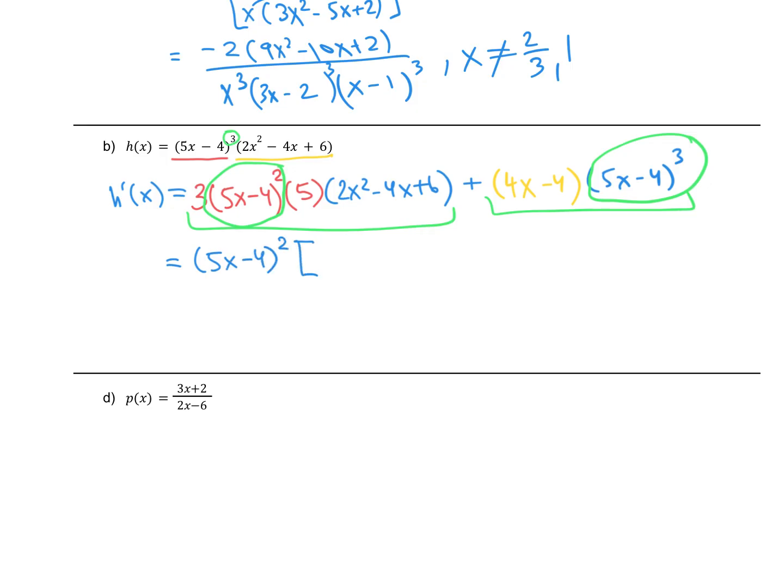And when I do that, the first unit still has the 3 and the 5, so I'm just going to write 15 times the 2x squared minus 4x plus 6. And the second one has the 4x minus 4, and it still has one more bracket left. And now this I can clean up. This is much quicker to expand and simplify.